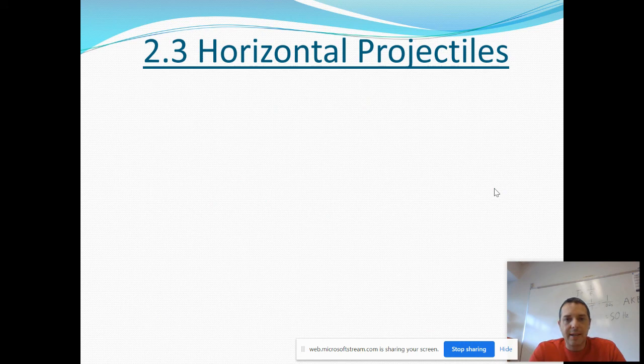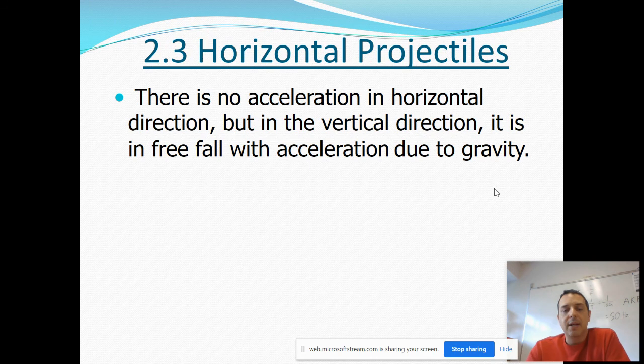So let's take a look at each one of these independently. When we look at projectiles, there are 2 major types of projectiles you can have. Either projectiles where you're launching the projectile and it has initially just a purely horizontal direction, we call those horizontal projectiles. And we can also look at ones where you're angling it at some angle to the horizontal, and we call those angled projectiles. So let's talk about the horizontal projectile.